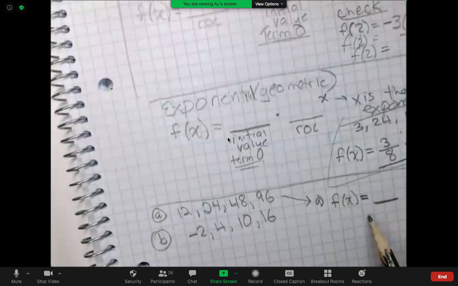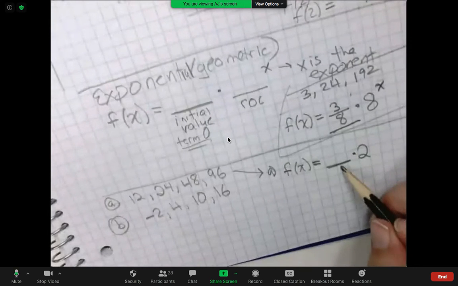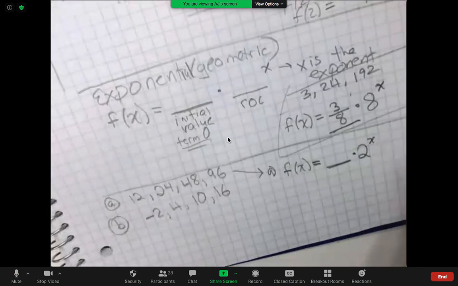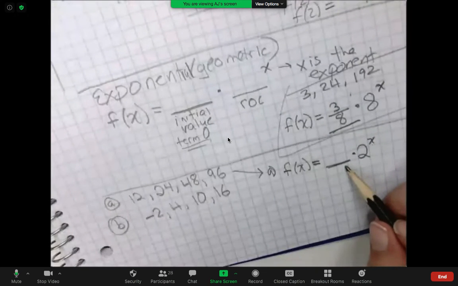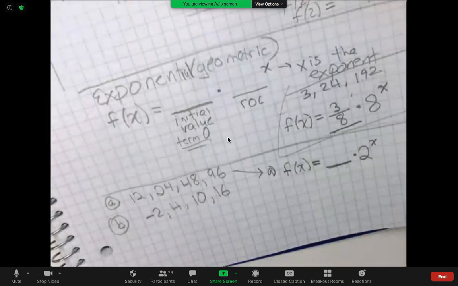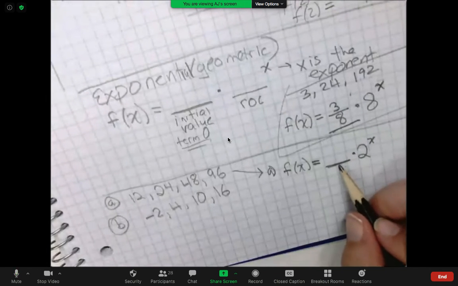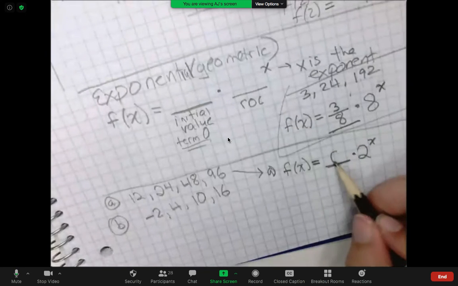So you already told me that the rate of change is times 2. Oh, you guys can't see what I'm writing, can you? Let me put that here. So we know that it's blank times 2 to the exponent of x. And we'd have to figure out the initial value or the 0 term. So term 1 is 12. So in that case, Drew, what would term 0 be, or the initial value? 6. Beautiful. 6, yeah.